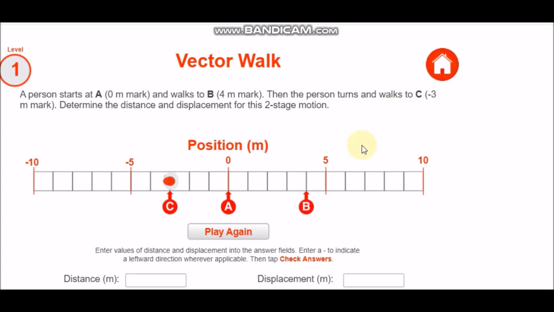Okay, let us see this simulation example. Look, a person starts from point A and walks to point B, then back to point A, and then turns to point C. Look at the simulation again. Point A, again point B, then back to the initial position and get to minus 3 meter. Okay, now you calculate the distance and the displacement.